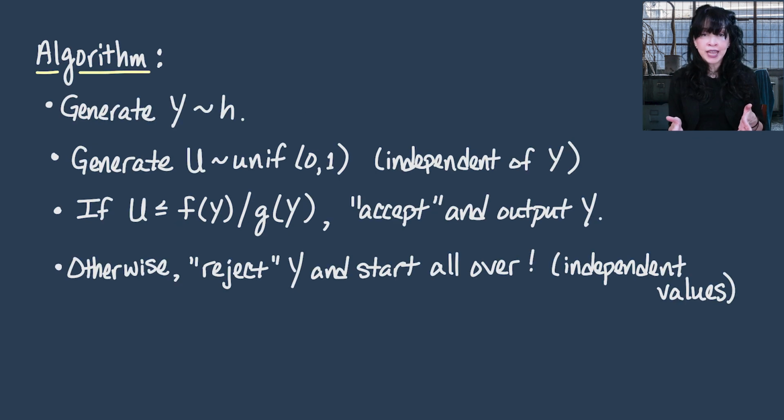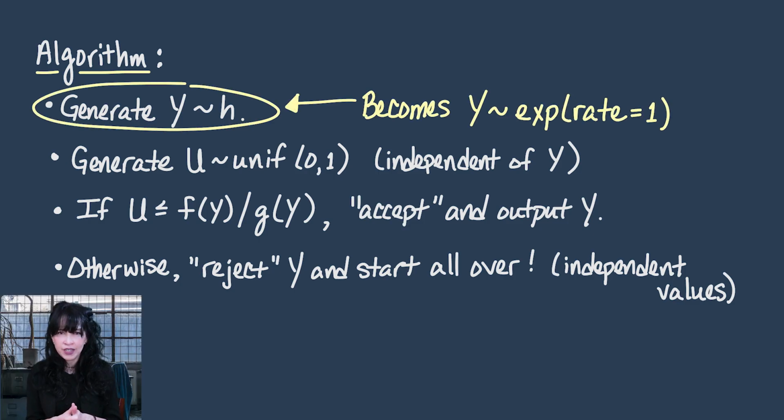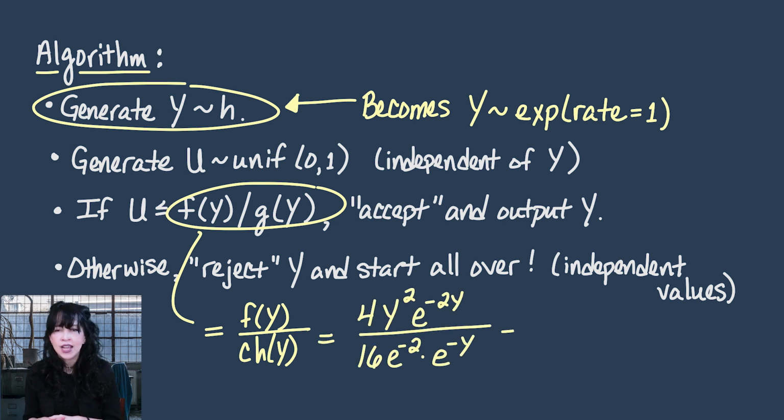Okay, so here's the algorithm again. I'm not going to drag you through the steps here because I already recapped it at the beginning of this video and talked about it in the previous video, but I did want to point out what changes for our specific problem. Generate y with distribution h becomes generate y from the exponential rate 1 distribution. This ratio I have worked out, f of y over g of y is f of y over c h of y. Here's the f, here is the c, here is the h, and this simplifies down to 1/4 y squared e to the negative y plus 2. So now you have 4 concrete steps to follow.